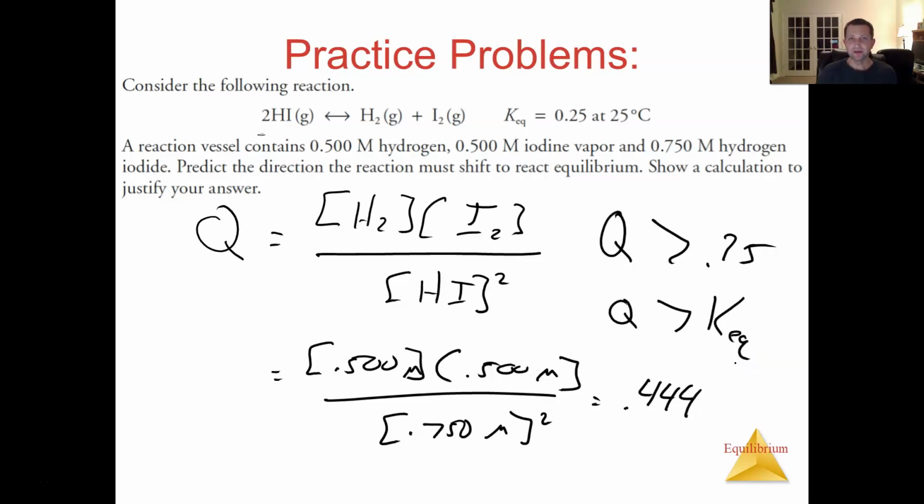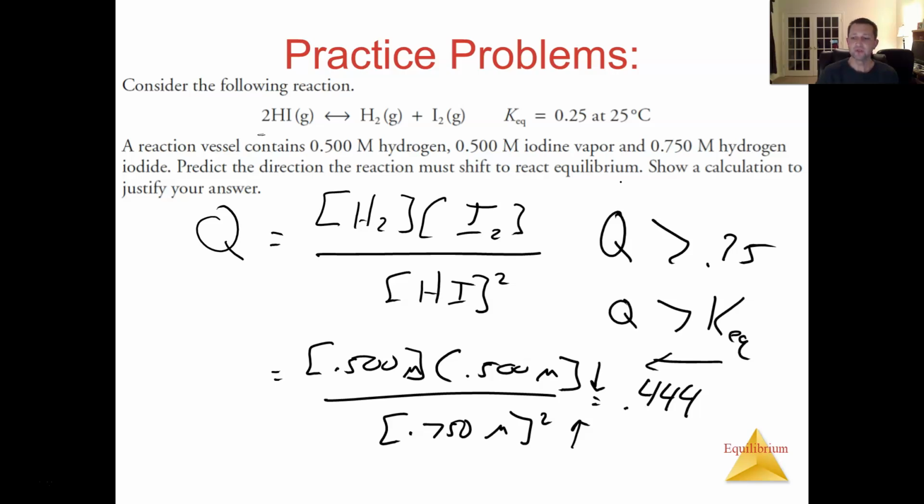All right, so what should happen here? In this situation, since Q is greater than KEQ, this ratio right here is currently too big. I need to make it smaller. So I should decrease my product, increase my reactant. The only way for that to happen is if my reaction goes from right to left. So it's going to shift in the reverse direction to reach equilibrium, right to left.